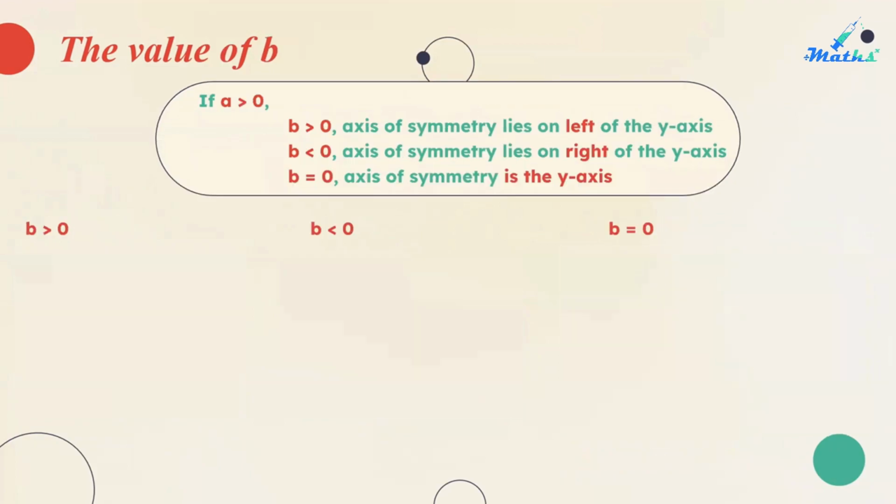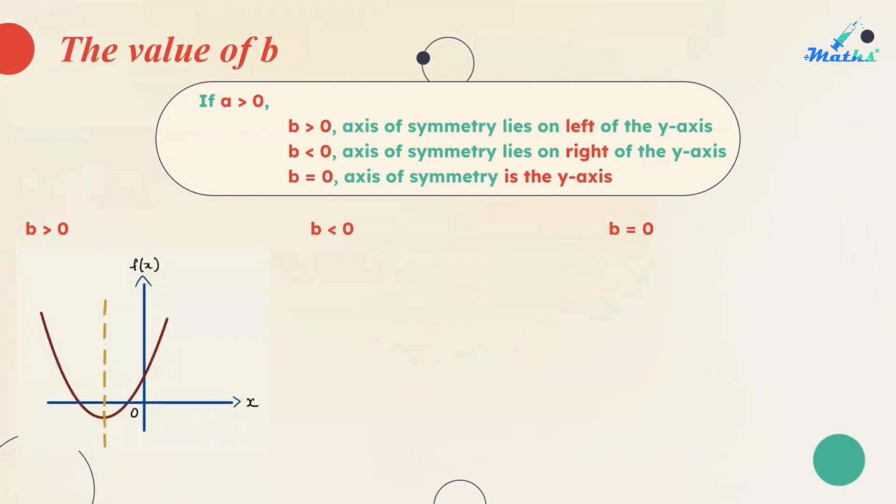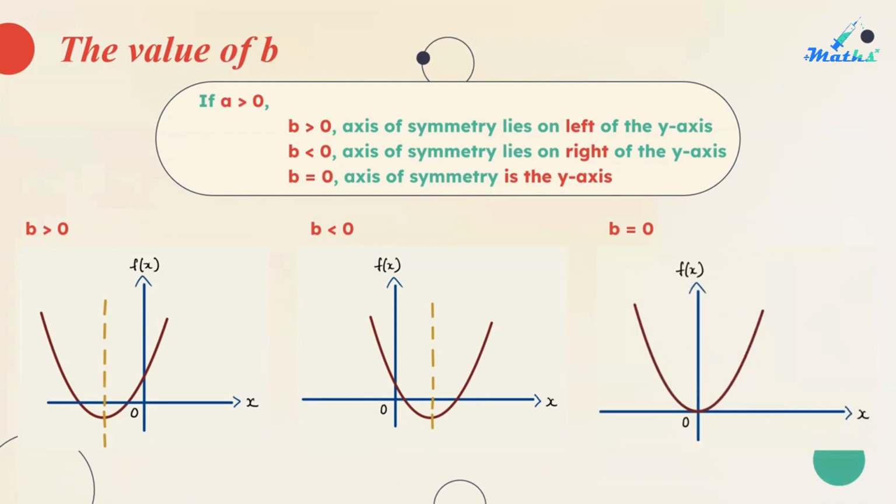Okay, next, the value of b. If a is greater than 0 and b is also greater than 0, the axis of symmetry lies on the left of the y-axis. If a is greater than 0 and b is less than 0, the axis of symmetry lies on the right of the y-axis. If a is greater than 0 and b equals 0, the axis of symmetry is the y-axis.